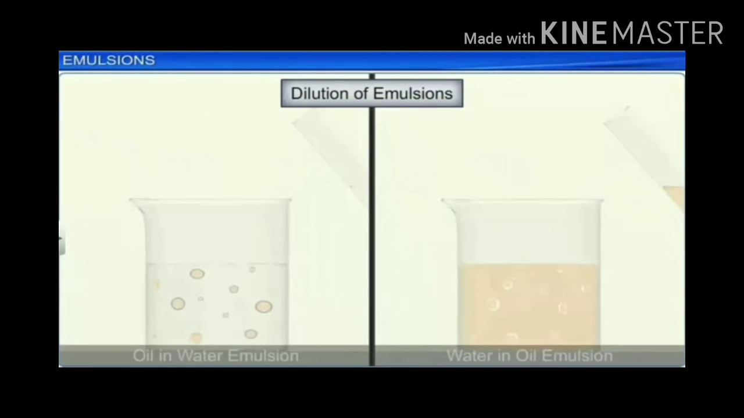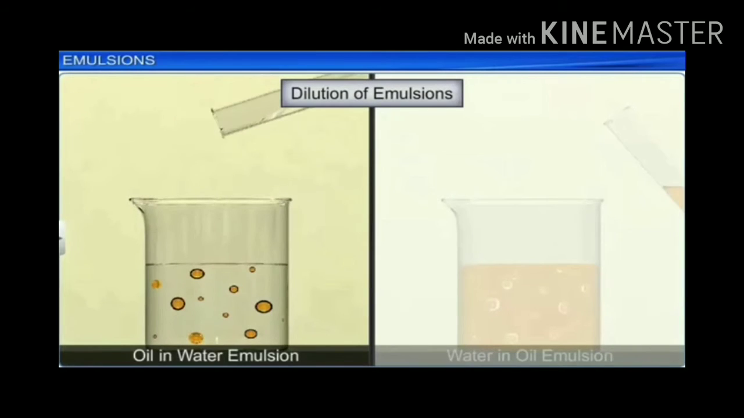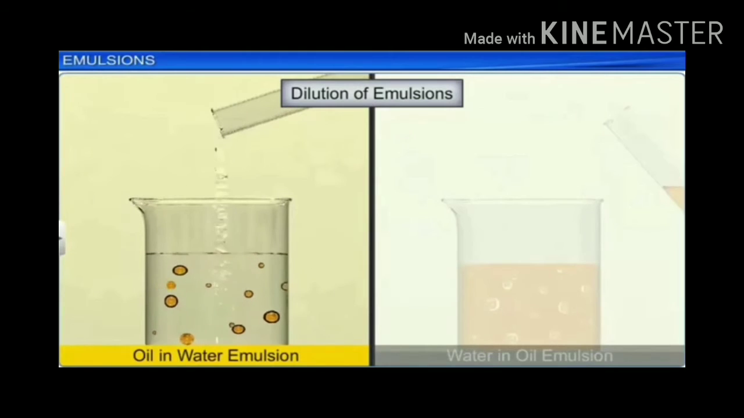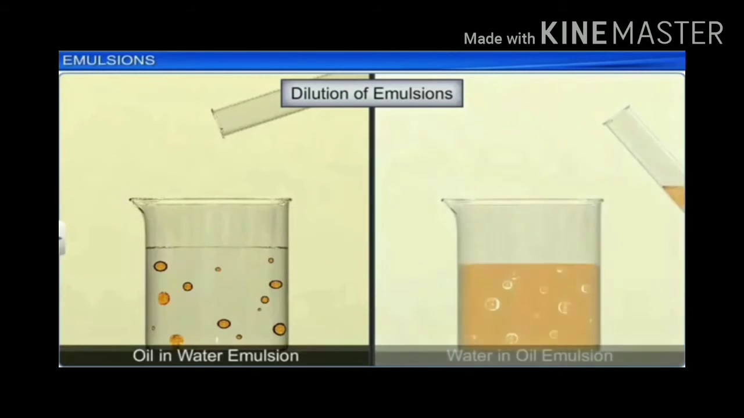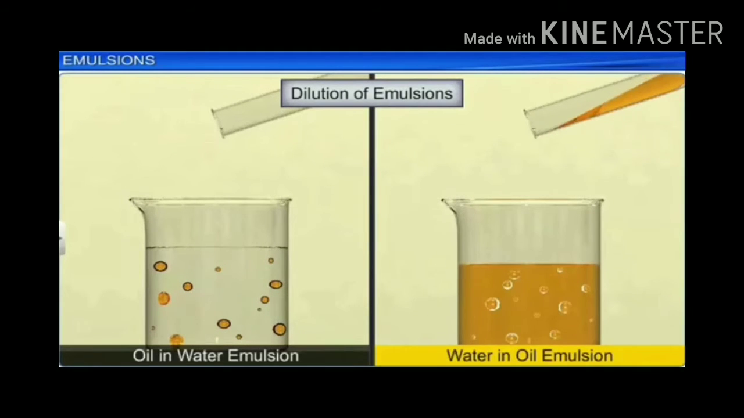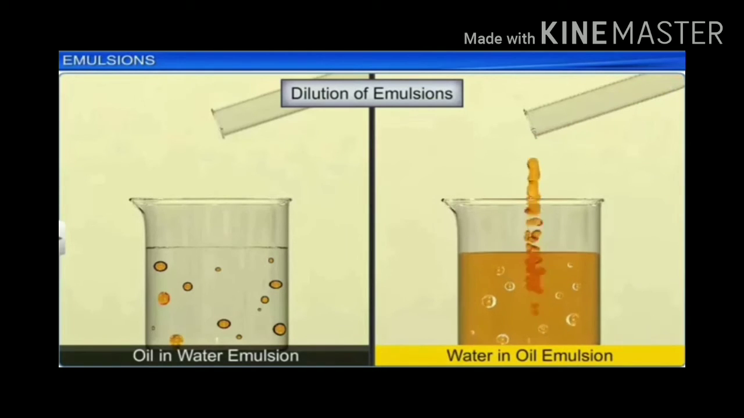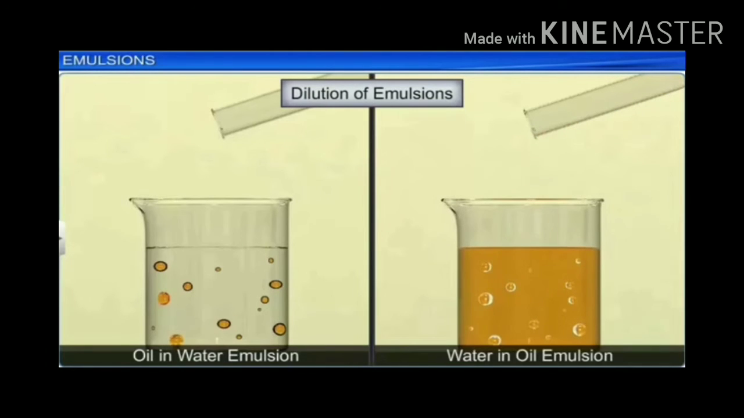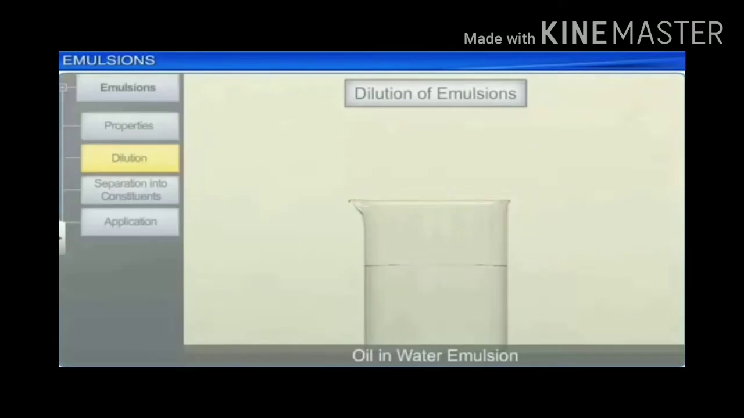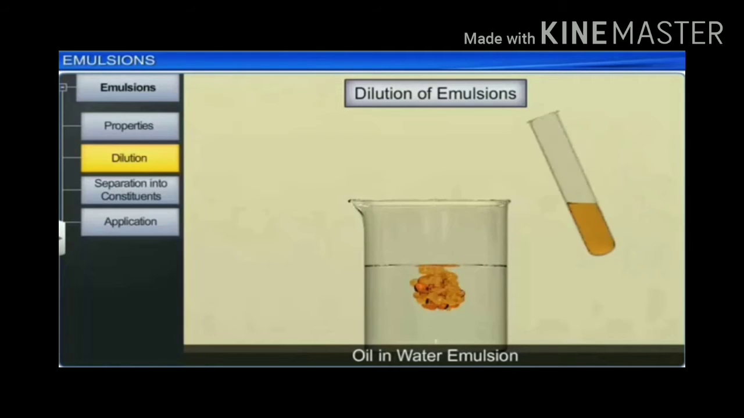Emulsions can be diluted by adding any amount of the dispersion medium, that is, water for oil and water type emulsion and oil for water and oil type of emulsion. On the other hand, if the dispersed phase is added to an emulsion, it forms a separate layer.